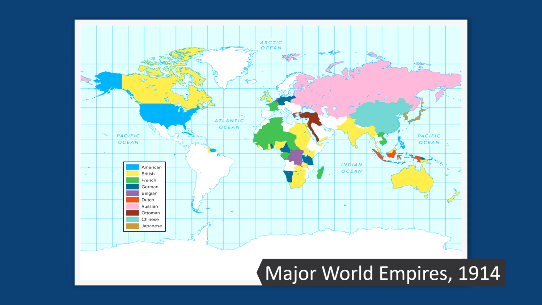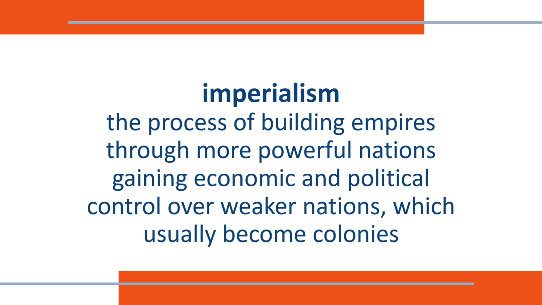Like I said in our last lesson, while the U.S. was focusing on its own domestic affairs, the Germans, Dutch, French, and British were establishing colonies around the world. As you can see, there's a reason why it was said that the sun never set on the British Empire. Their empire is in yellow, and it is all across the world. This was the result of imperialism. Now remember, imperialism is the process of building empires through more powerful nations gaining economic and political control over weaker nations, which usually become colonies. The process of imperialism made the participating strong nations wealthy and powerful.